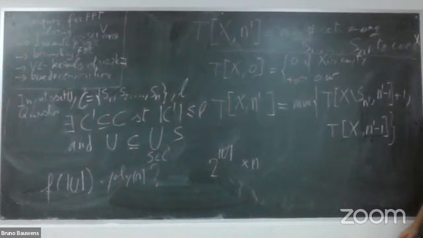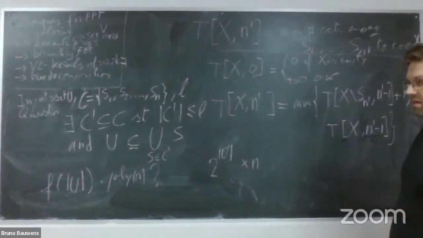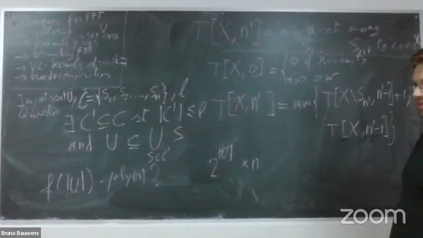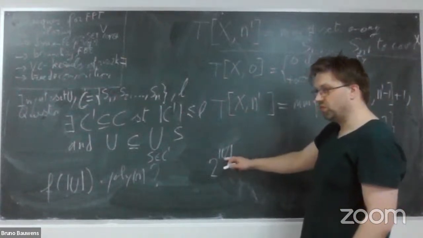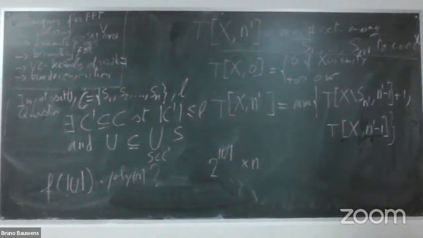Okay, it's a number. Each cell has a number. Cells are indexed like this: the columns are indexed by the integers from 1 to n prime. The rows are indexed by sets, subsets of U. So we can just renumber them with integers from 1 to u to the power of this.